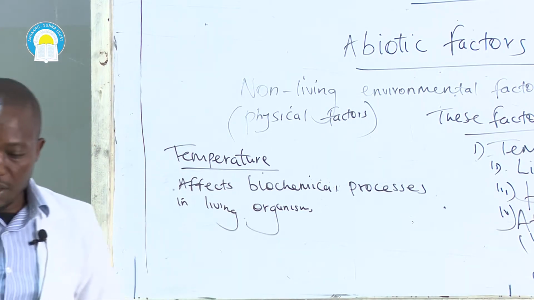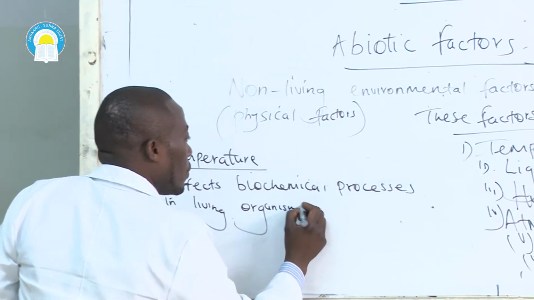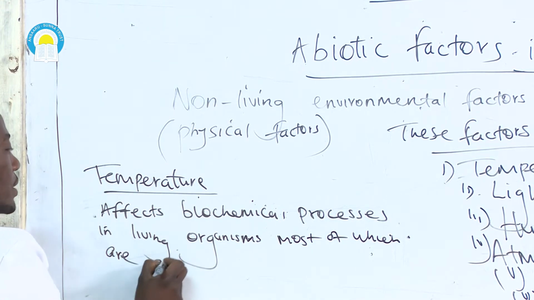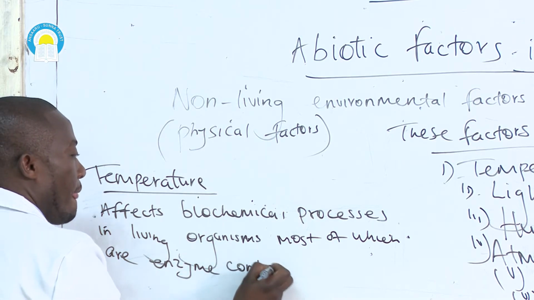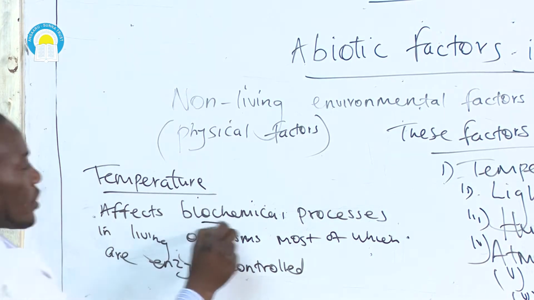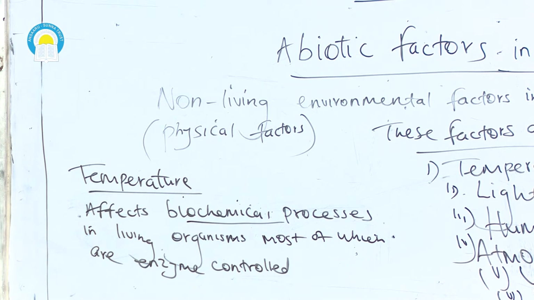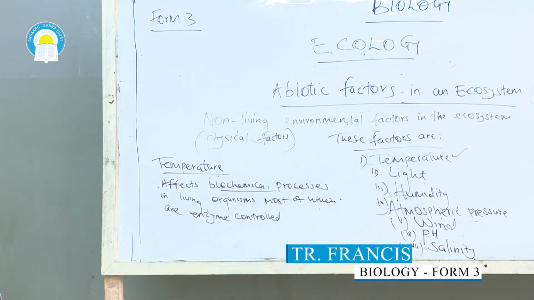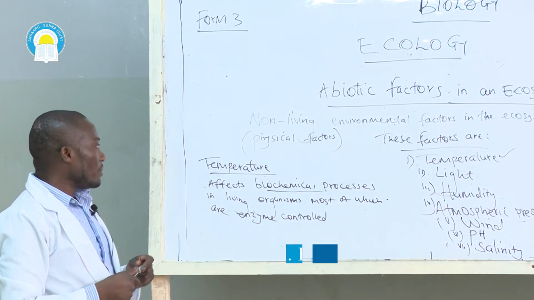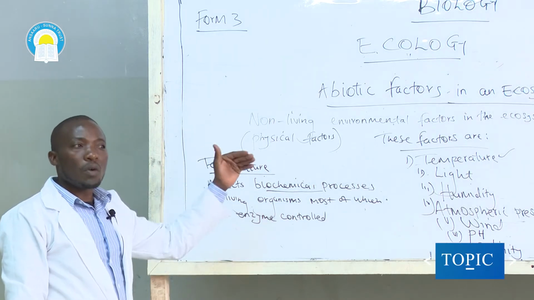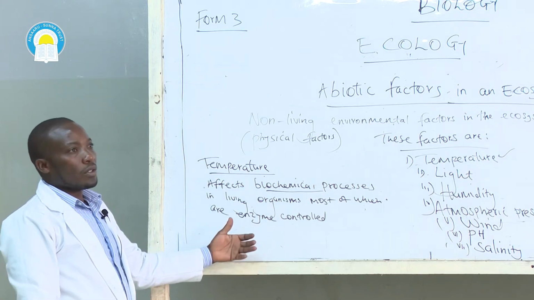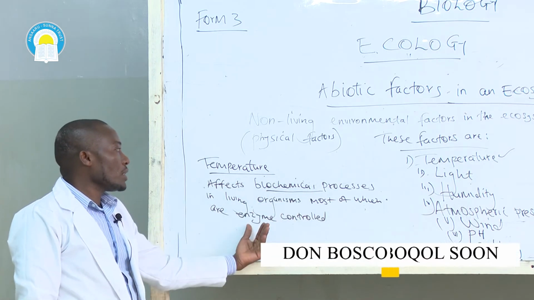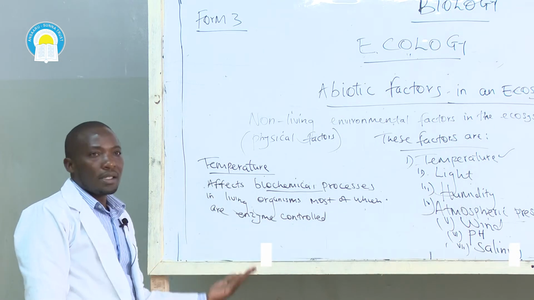It affects biochemical processes in living organisms, most of which are enzyme controlled. And we know very well that enzymes are protein in nature, and anything protein in nature is affected by extreme changes in temperature. So when you're explaining how temperature affects the distribution of living organisms in an ecosystem, you must start by stating the importance of temperature in the living organism. It affects biochemical processes, and most of these are enzyme controlled.